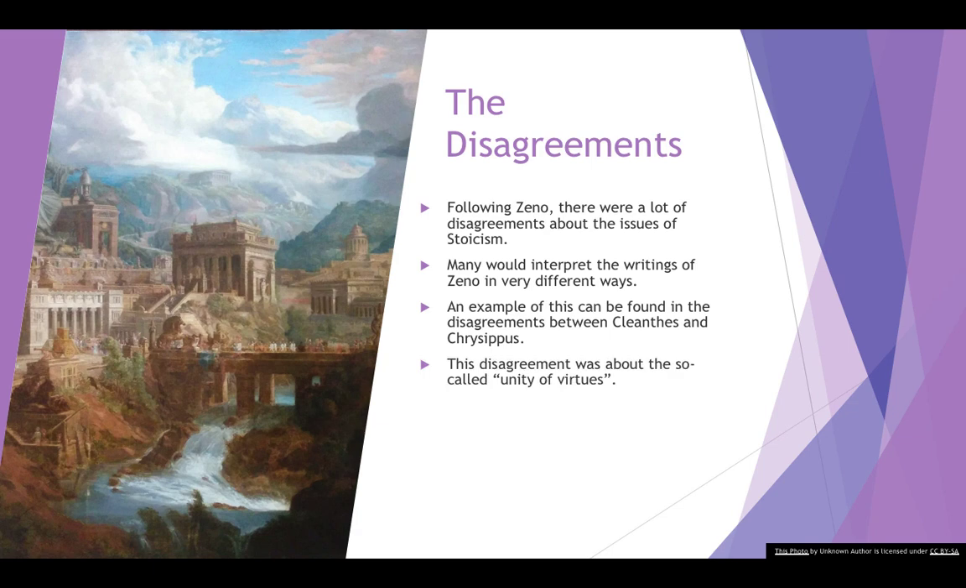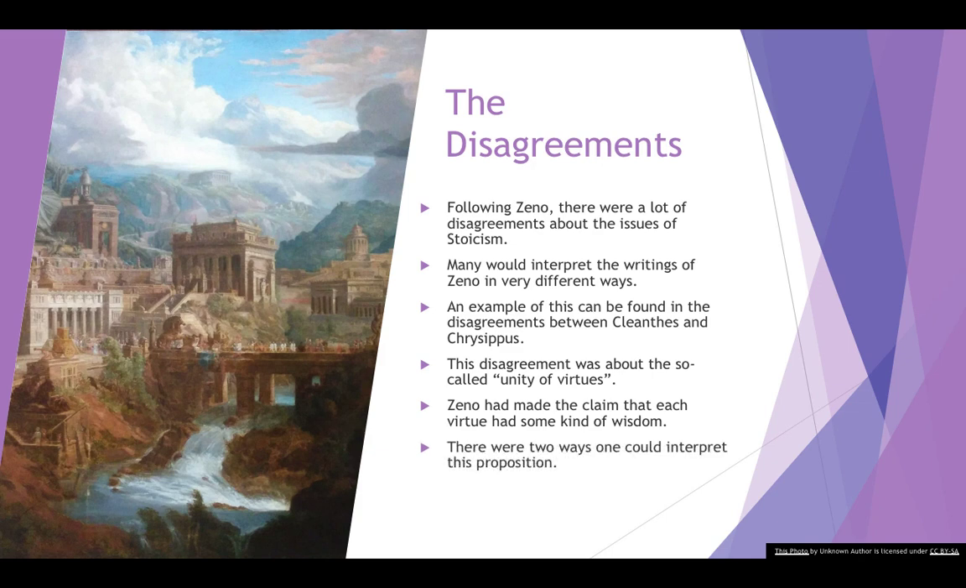One of the main disagreements was effectively about the unity of virtues, which was a theory that Zeno suggested. Zeno had made the claim that each virtue had some kind of wisdom. And this could be interpreted in two different ways, and it was interpreted by these two philosophers in two different ways.